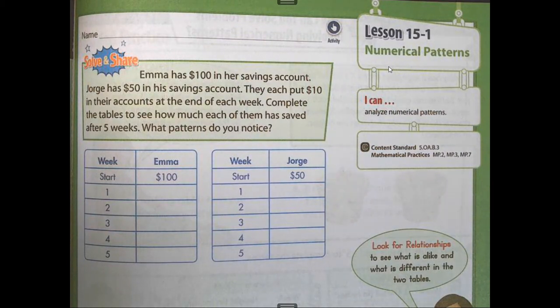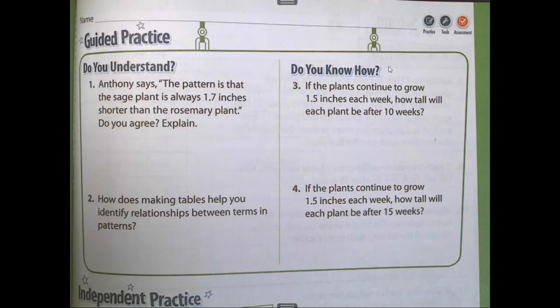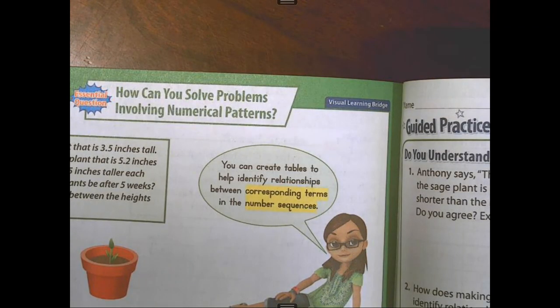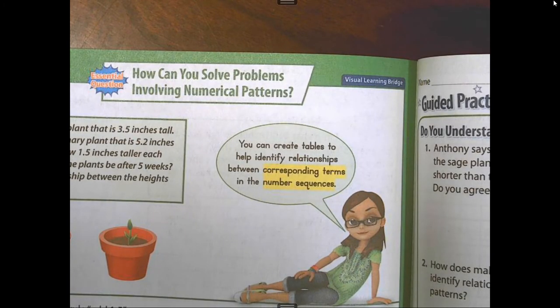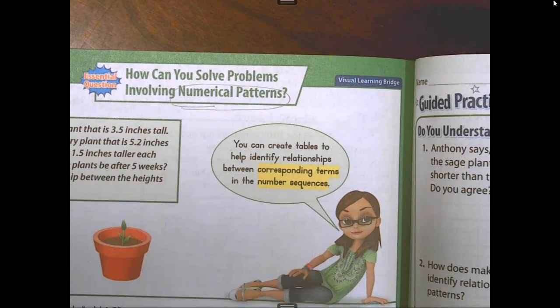As a matter of fact, go ahead and grab a pencil and your book, and we're just going to take a peek at the essential question on page 594. Just a reminder, the essential question basically guides us through what we're going to be doing in the lesson, and then it will give us a good idea if we can answer it at the end of the lesson if we are on the right path to learning the concept. So our question is, how can you solve problems that include numerical patterns?